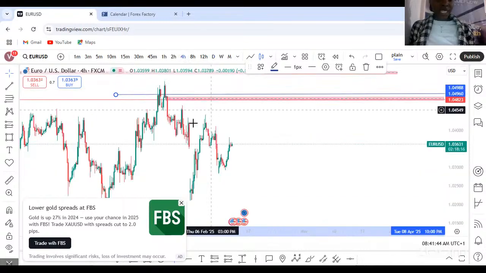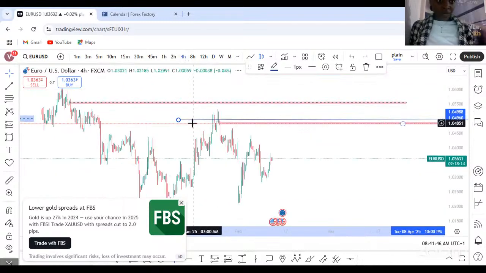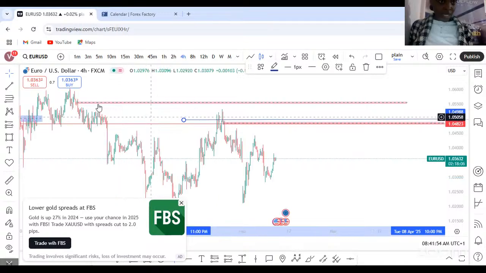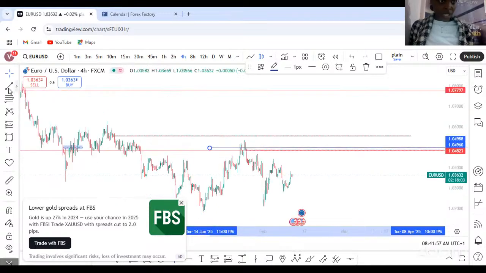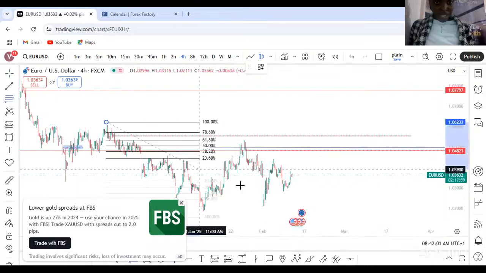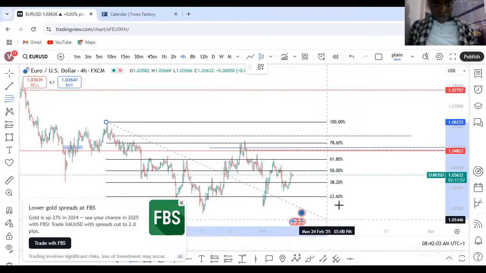And on the 4-hour time frame too, we can see that price is still maintaining its bearishness, and fibbing this entire swing from point A to point B.